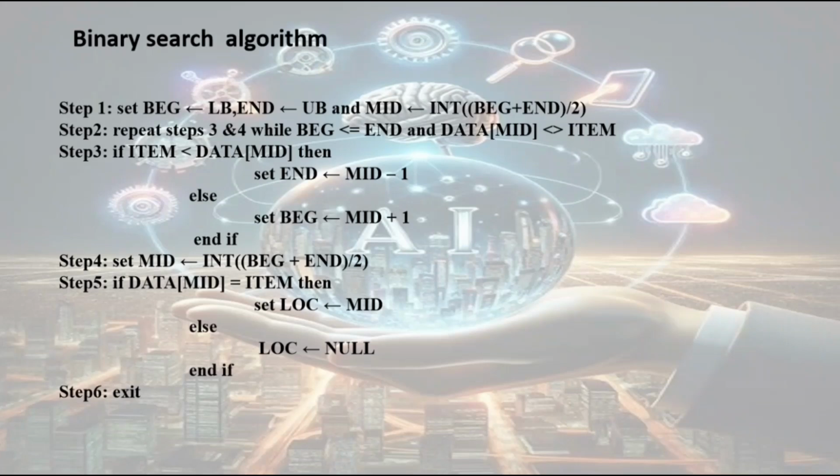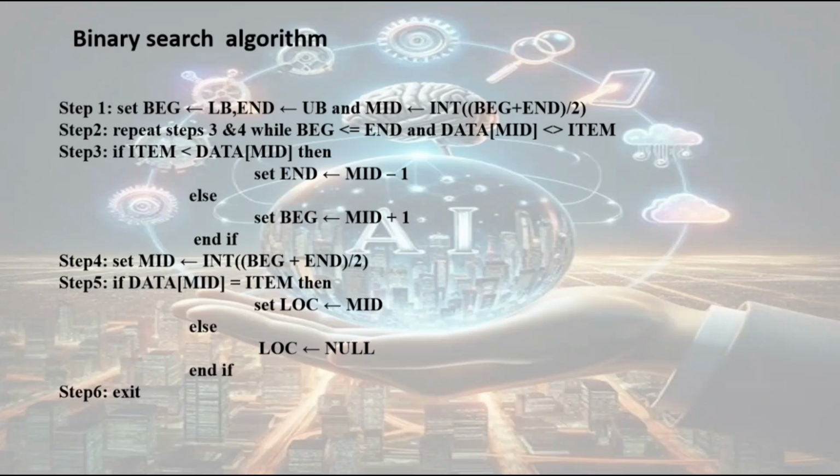In step 3, if the value of item is lesser than the data of mid, if the condition is true, it will execute set end to mid - 1. If the if condition is false, it will execute beginning to mid + 1, and the if statement will close here. In step 4, we will set mid to the integer value of beginning plus ending and dividing the sum by 2.